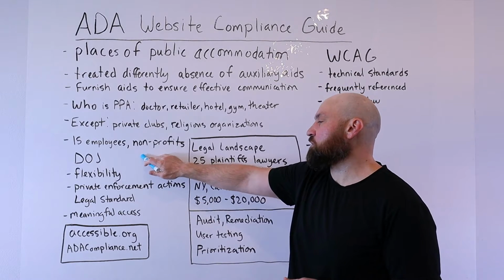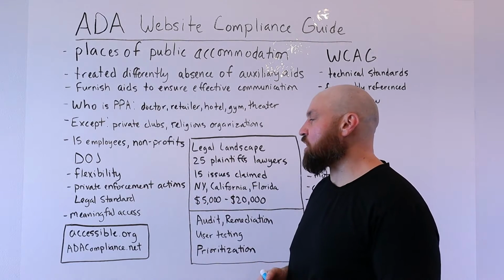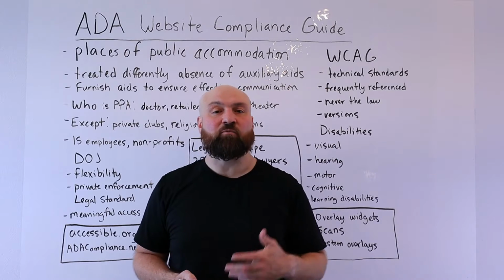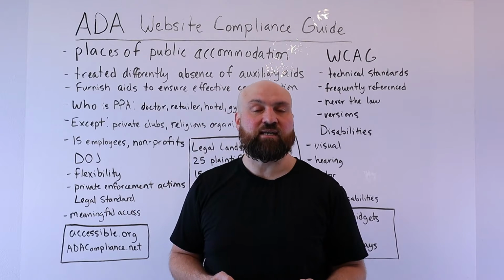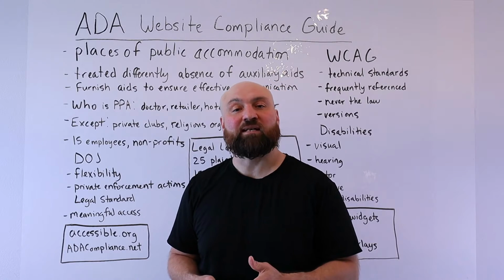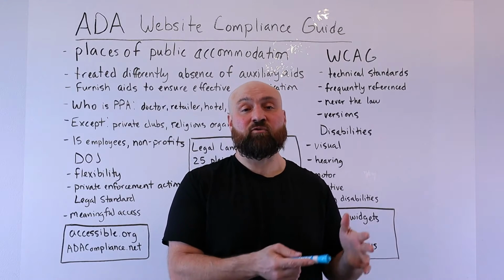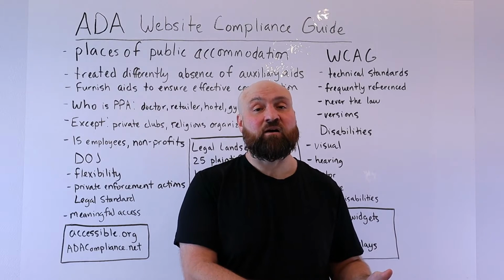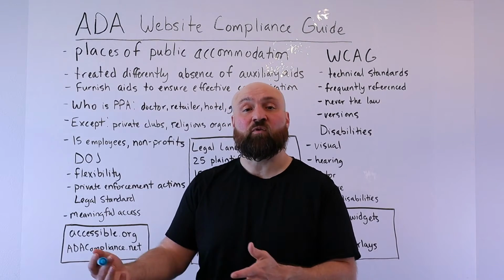Now, let's go to the DOJ. The DOJ is the Department of Justice, and the DOJ is the regulatory and enforcement agency behind Title II and Title III of the ADA. Why is that so important? Because the DOJ can create regulations which have the effect of law. The DOJ can also enforce the ADA.